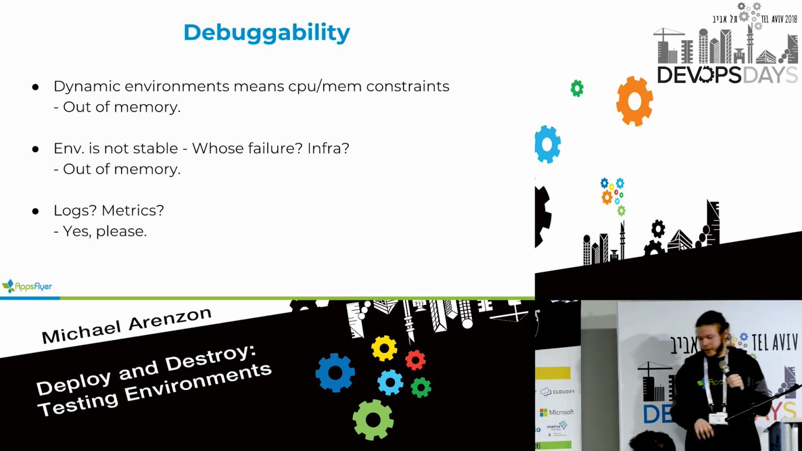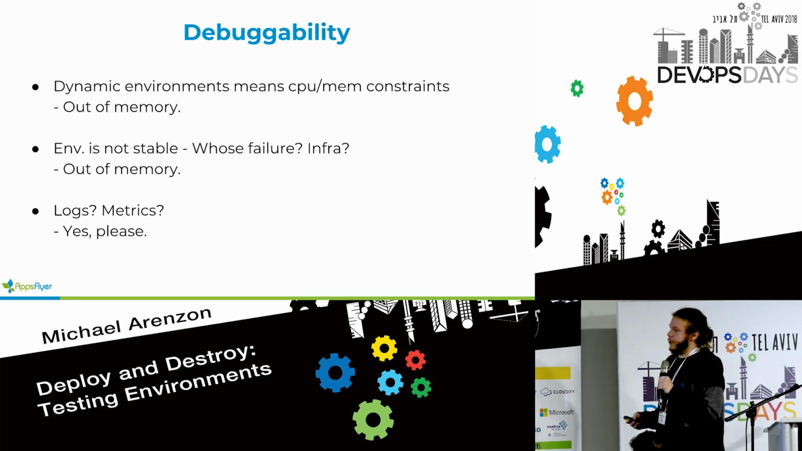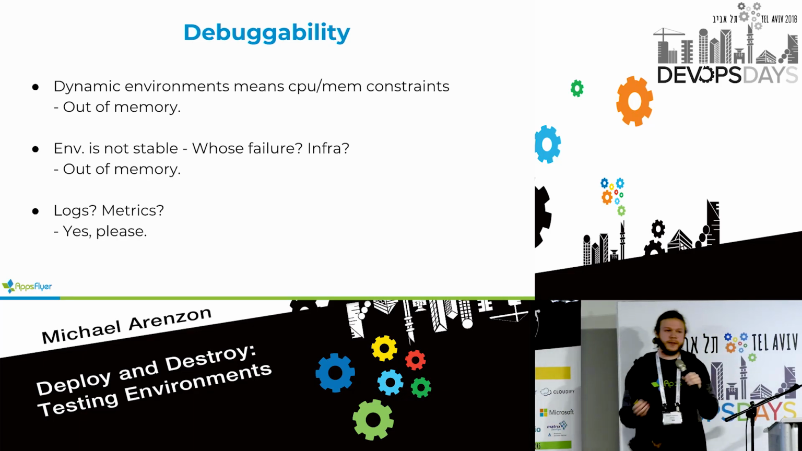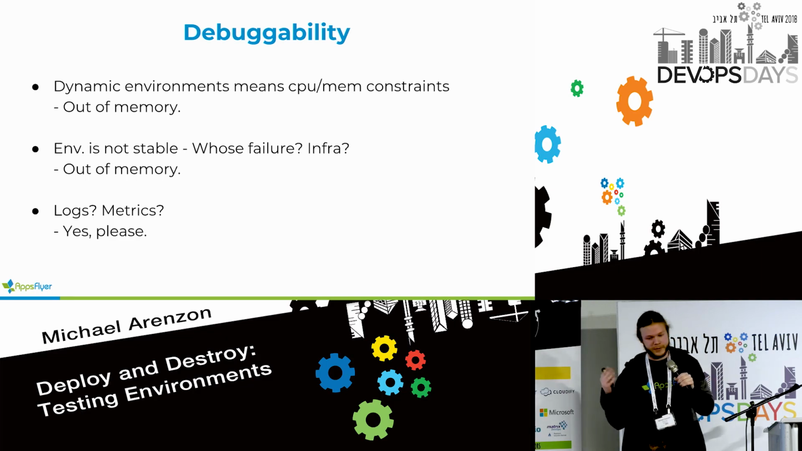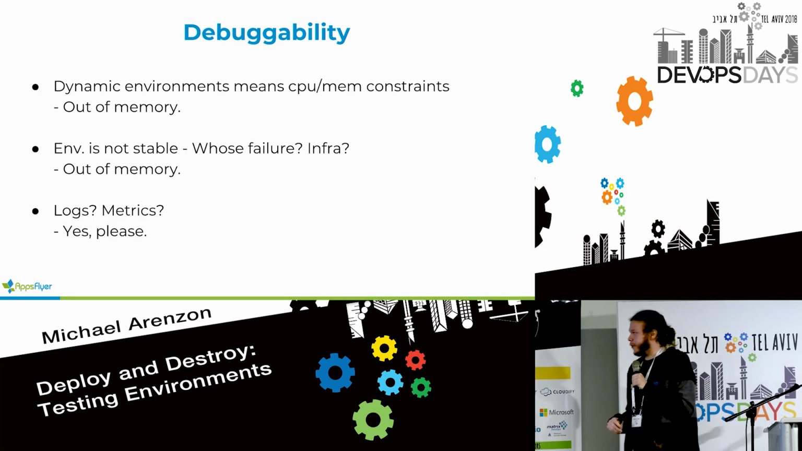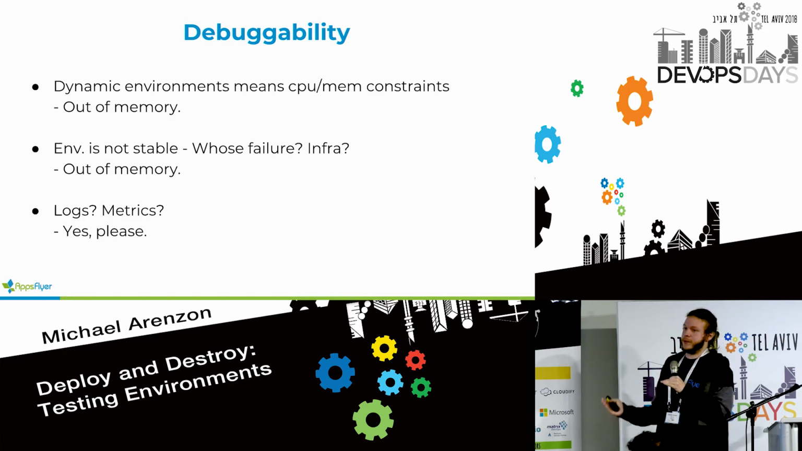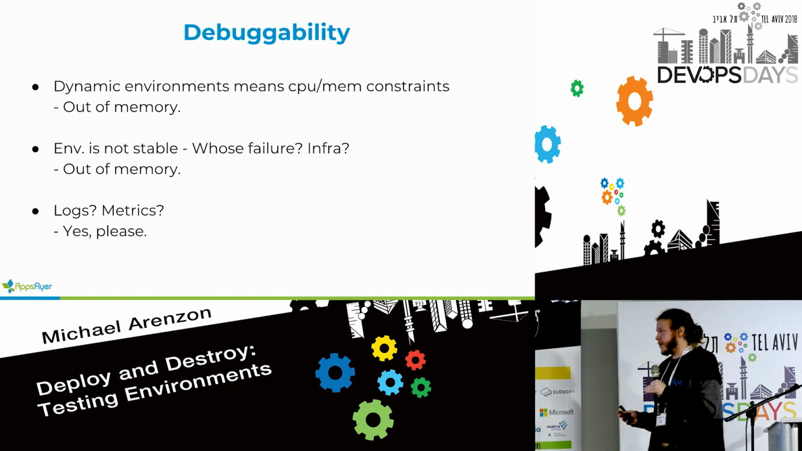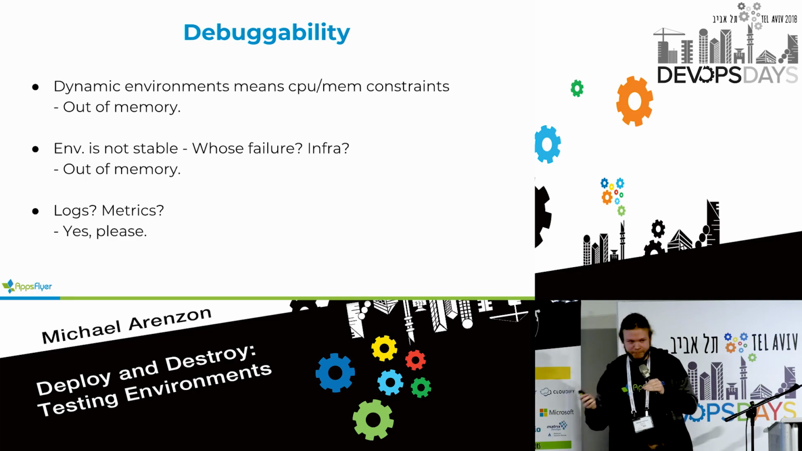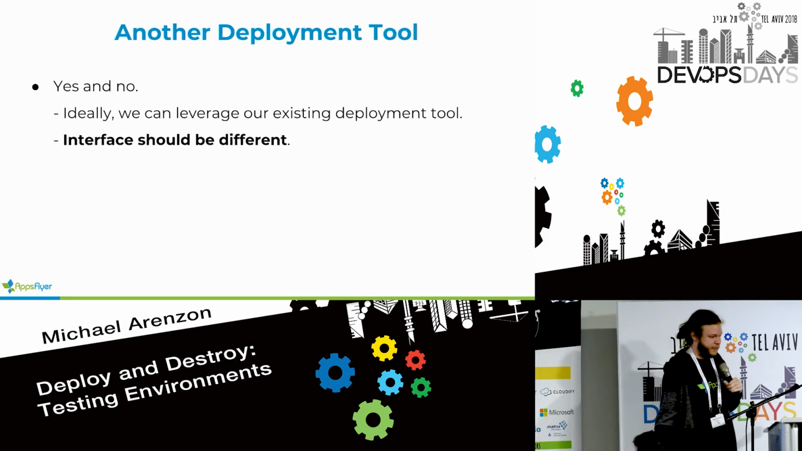Stability is also a point. When my environment is not up or not running, whose fault is that? Is it a platform fault, or a developer's or a technical person's fault? So again, usually it's out-of-memory bugs, and observability is a way to explain where the issues happen, whether it's on our side or on their side. Logs, metrics, yes, please do that.